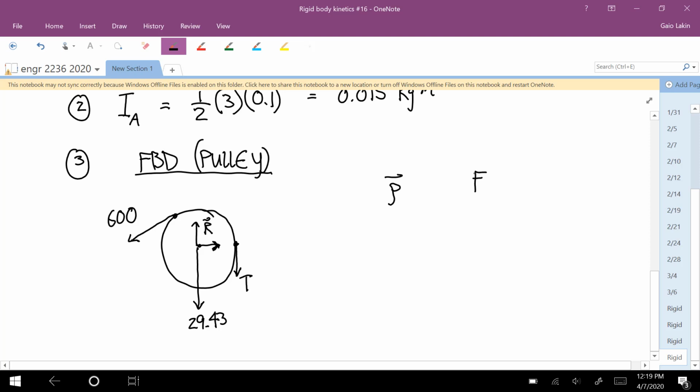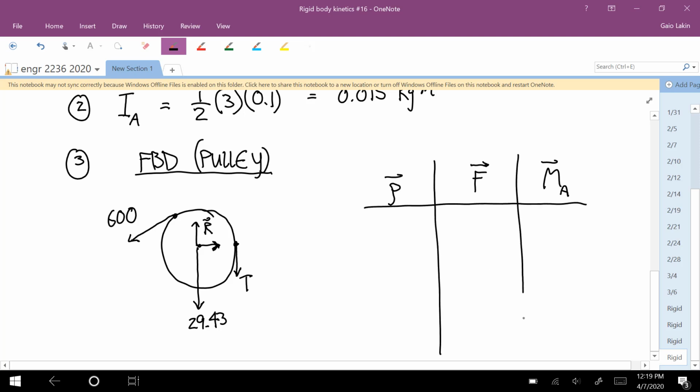So row vector, force vector, moment vector. So first, let's think about that 600 Newton force.